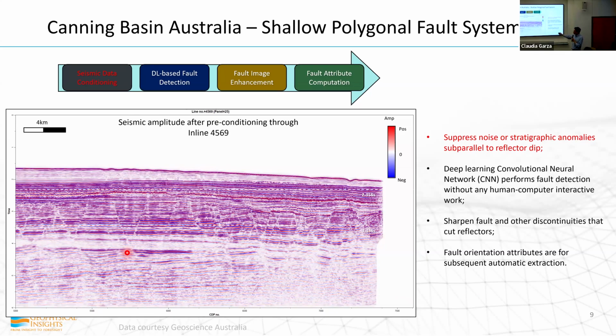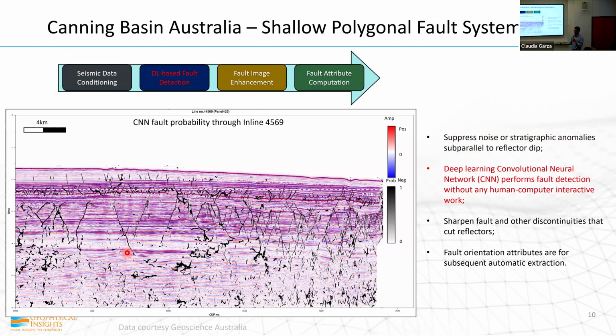And when we input this filtered data to one of our pre-trained engines to calculate the fault probability, which is shown on this vertical slice. Note that the black color bar here is showing the fault probabilities. And this data is from 0 to 6 seconds, which is time migrated data. And there are a lot of faults.